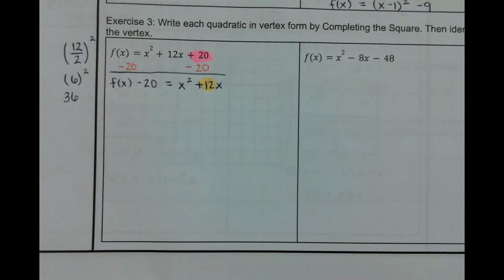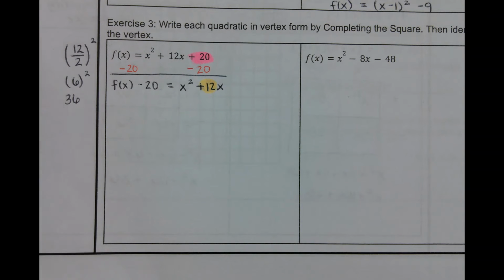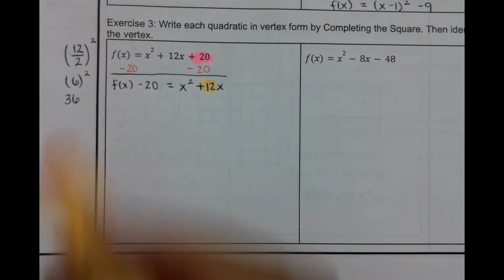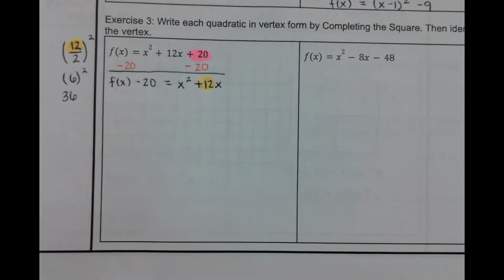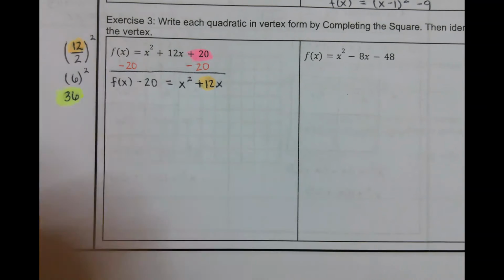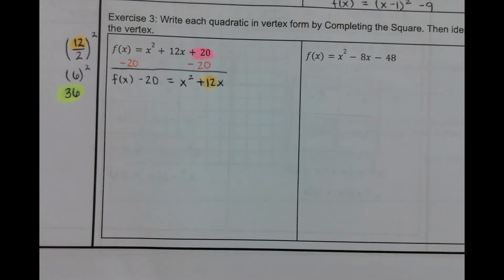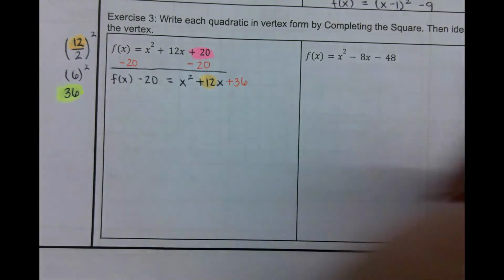Okay, and then, so this was step 2, 3, and 4, right? So I identified b, which was 12, divided it by 2, and then squared it. Okay, that gave me 36. Then I'm going to add that number to both sides. Okay, so I'm going to take that 36, I'm going to plus 36 here. What you do to one side, you have to do to the other.